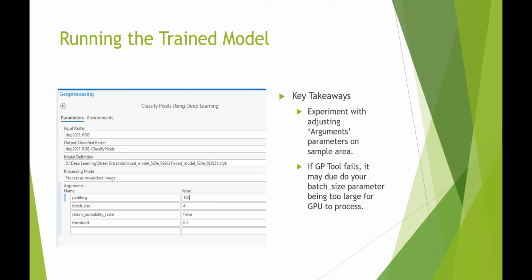I'm setting an output raster. I'm using that model definition, which I created, which is a deep learning package, with the .dlpk suffix. And there's also an Esri model definition file that's created, a .emd, that you could also use. All right, so let's take a look at the results.